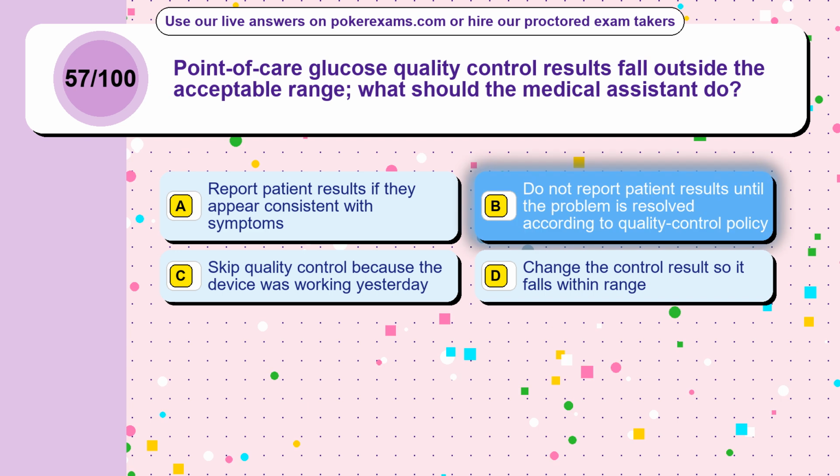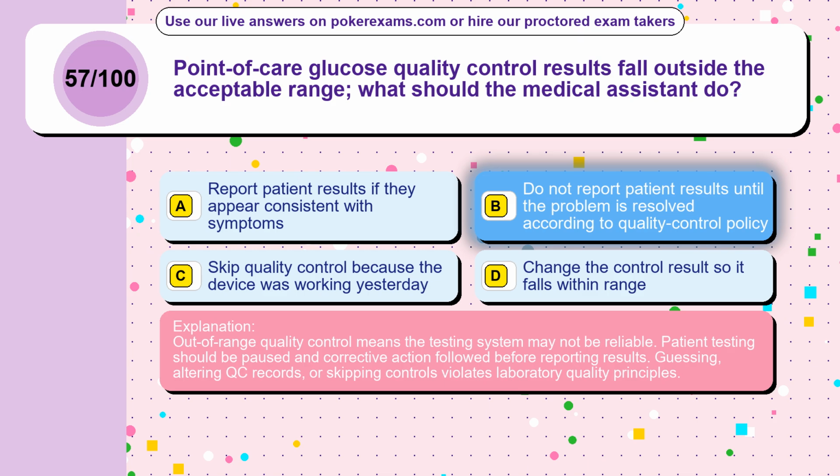The correct answer is option B. Do not report patient results until the problem is resolved according to quality control policy. Out-of-range quality control means the testing system may not be reliable. Patient testing should be paused and corrective action followed before reporting results. Guessing, altering QC records, or skipping controls violates laboratory quality principles.